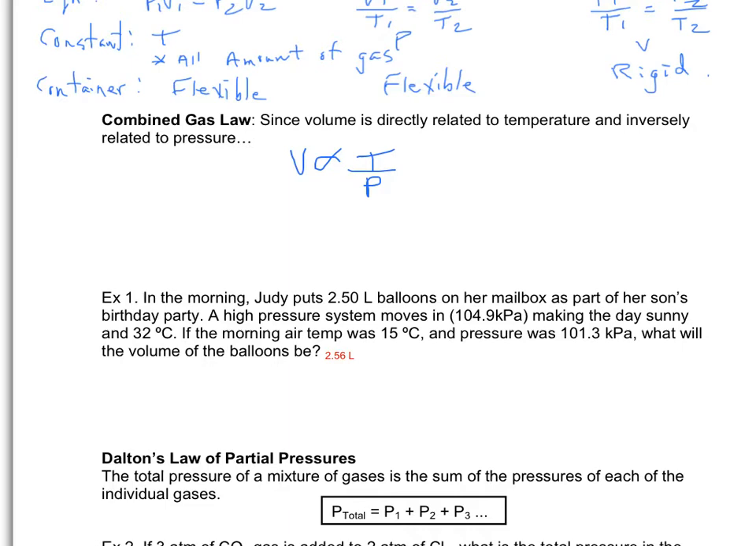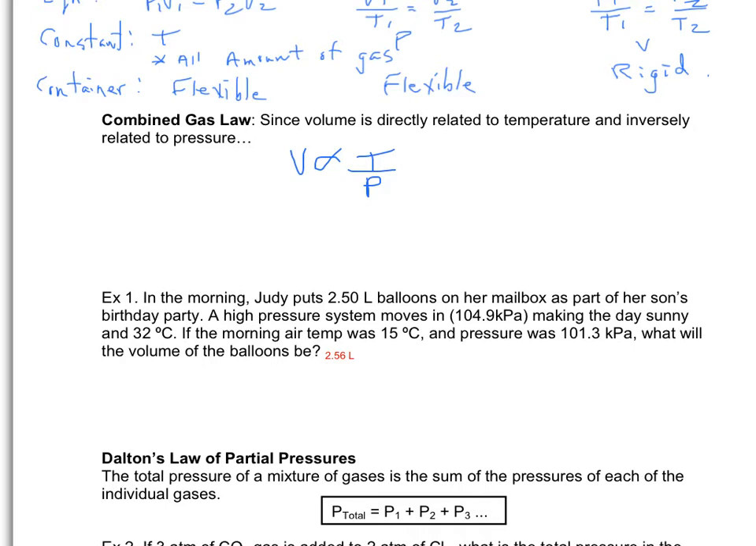Now, temperature and pressure are directly related as well. This is shown in the proportionality statement by having the variables on the same side but in different locations, one in the numerator and one in the denominator. If volume stays constant and temperature goes up, then the pressure has to go up as well in order to keep this fraction equal to the same amount.